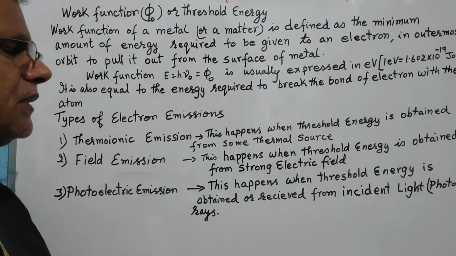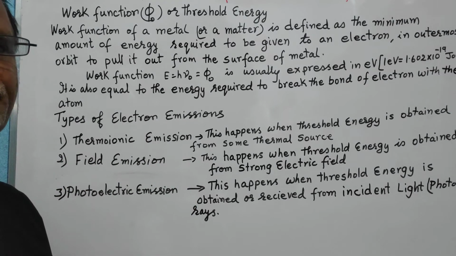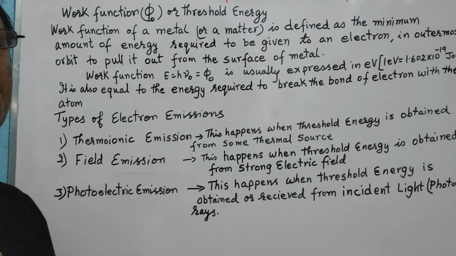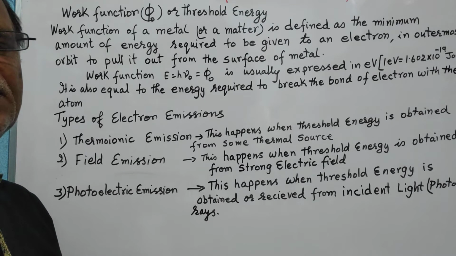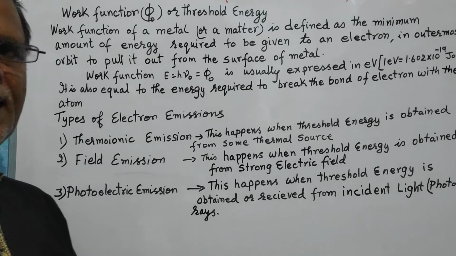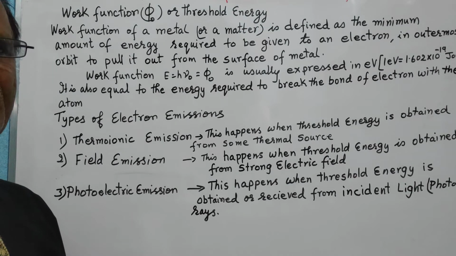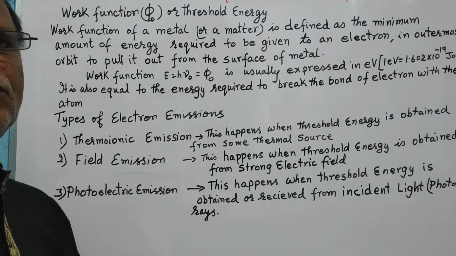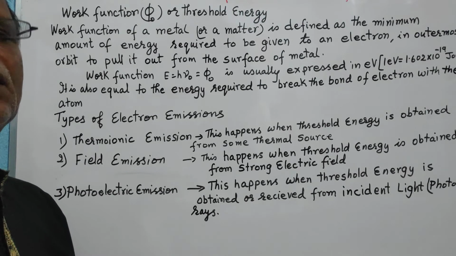Types of electron emissions we shall also discuss here. A metallic surface can emit electrons in three ways. One is thermionic emission. In this case, when large thermal energy is supplied to an atom, the electrons get energized enough to break the bond between the atom and the electron, due to which these electrons may jump out of the surface of the metal or the matter.